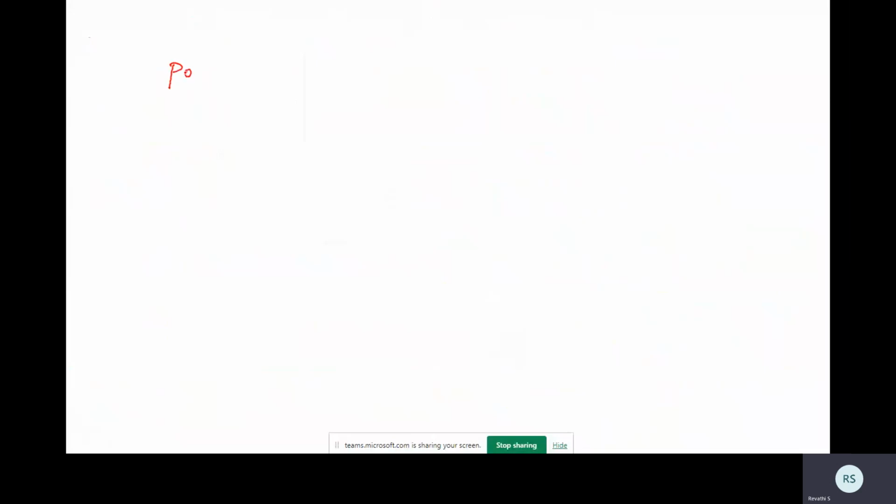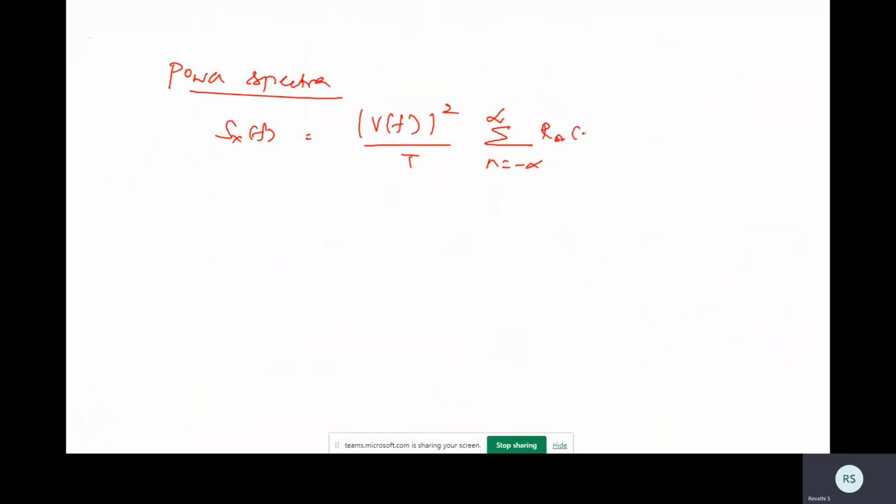Generally the power spectra equation, what we have seen, is Sx of f equal to modulus of V of f the whole square by T, times the summation from n equal to minus infinity to plus infinity of RA of n e power minus j 2 pi n f T. This is the general equation which I have discussed in the class also. Now let us concentrate on power spectra calculation for polar formatting.